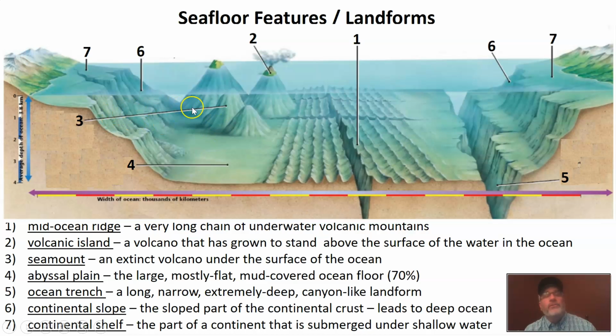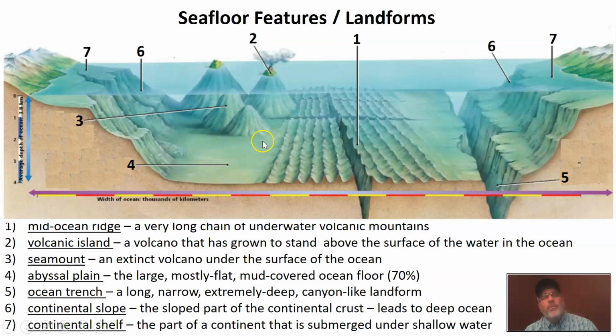Let's look at number three. Notice it looks a lot like number two, which is a volcanic island. But please notice that this doesn't stick up out of the water. So this is what we call seamounts. These are really extinct volcanoes that we find on the seafloor. Some of you might find it quite interesting that the first three things we looked at, the mid-ocean ridge, volcanic islands, and seamounts, are all volcanic landforms.